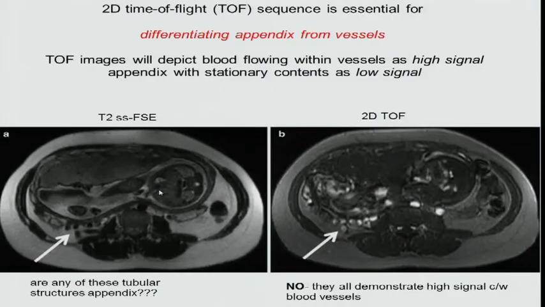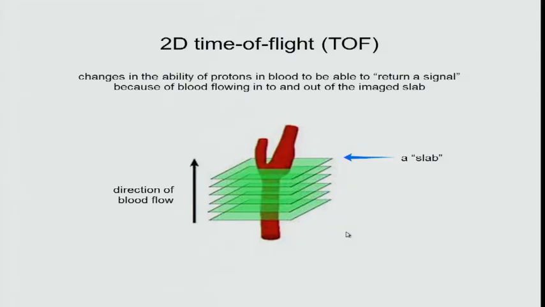All right, so time of flight. This is going to help us differentiate vessels from the appendix. So we see a bunch of tubular structures down here, and we're not really sure which one of these is the appendix, even after we've looked on other sequences. So the time of flight can help us because all of these things light up. So they're all vessels. The appendix would not light up.